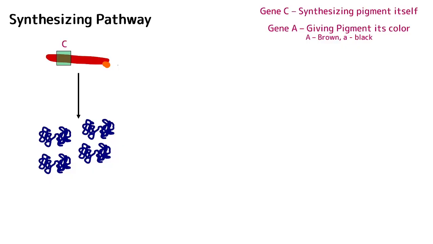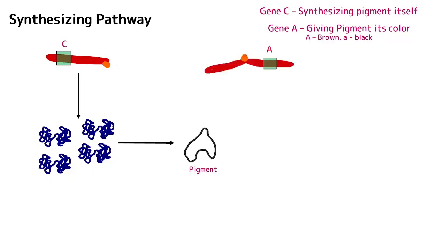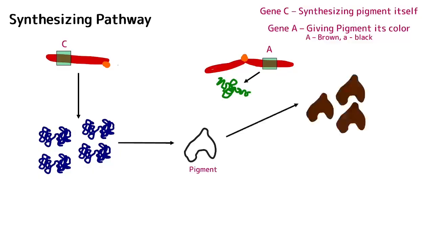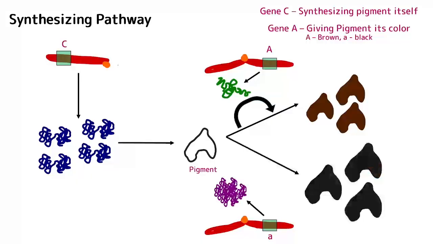So let's start with the following. First we take a C gene, which creates certain proteins which actually create a pigment. Now for the first case of A, as you can see, it synthesizes a protein which catalyzes the reaction to create a brown pigment, and for the recessive A allele, it just catalyzes the reaction which gives us the black pigment.